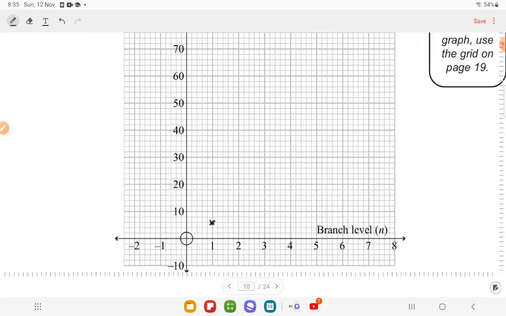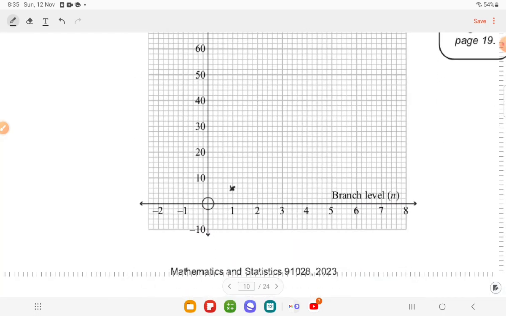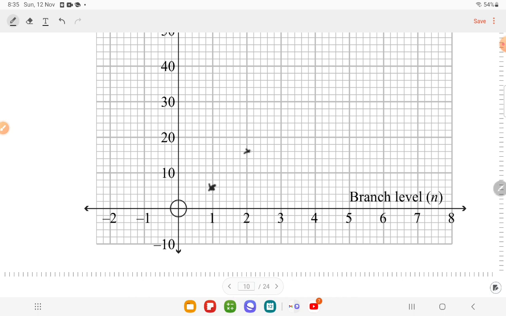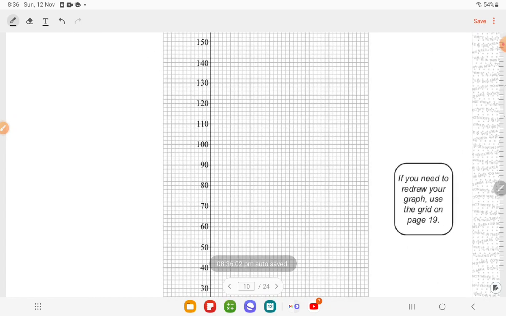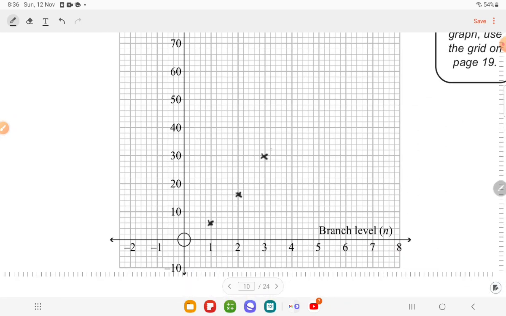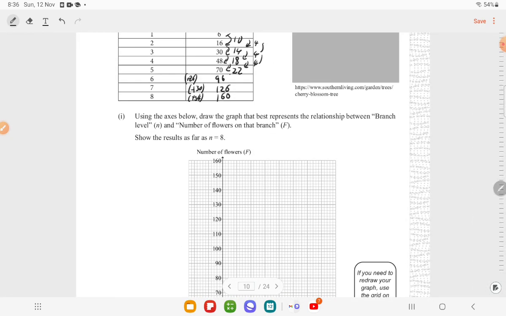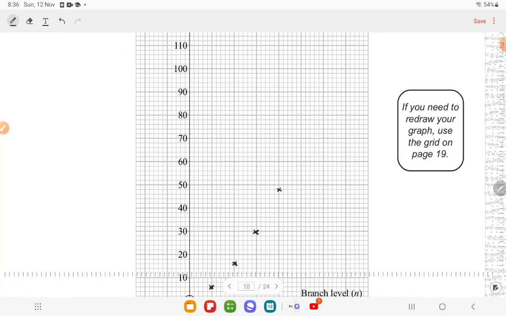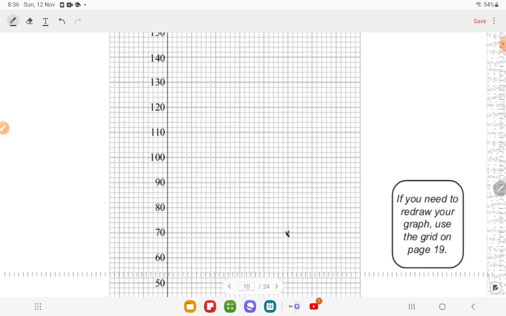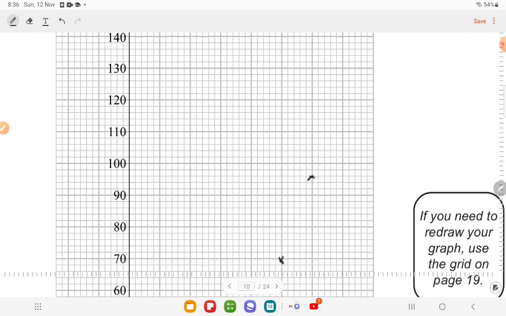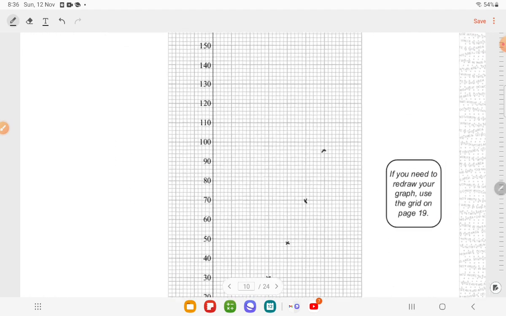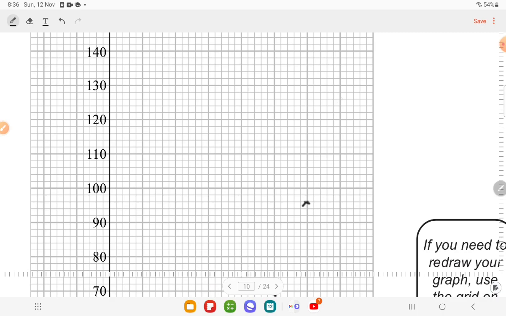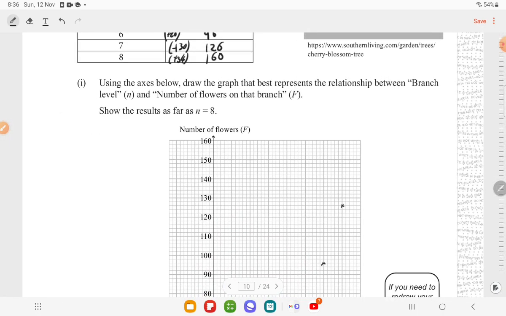So branch is equal to 2, then it is 16. Branch is 3, it is equal to 30. Then 48. Then 70, 96, 126, 160.